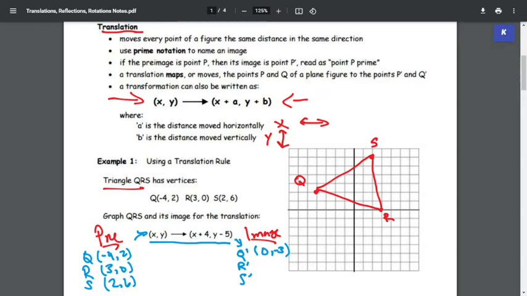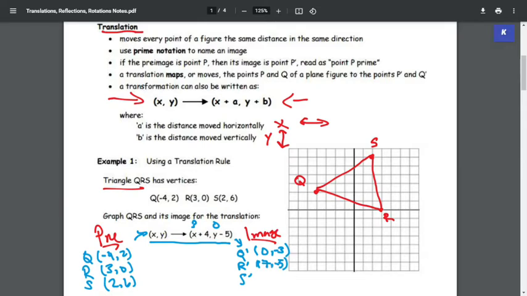If you can add and subtract, then this should be a very easy thing to do, where you just take your coordinates, plug it into whatever information they give you, and then you just kind of spit out an outcome. So when I look at R, I got 3, 0. So that 3 is going to go here, 0 is going to go here. So 3 plus 4 is 7. 0 minus 5 is negative 5.